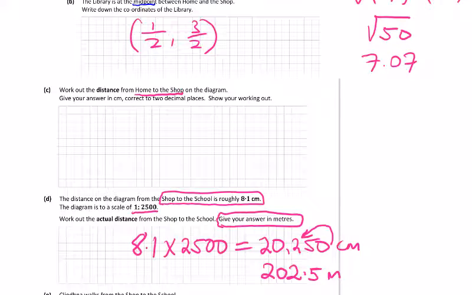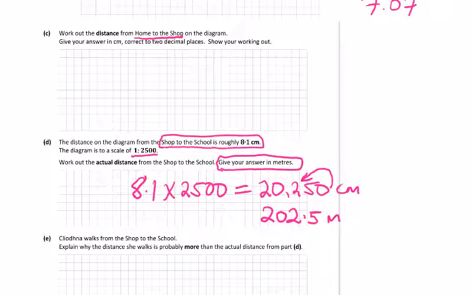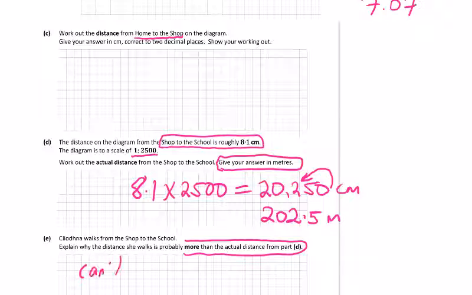202.5. Next part, Cleena walks from the shop to the school. Explain why the distance she walks is probably more than the distance from part A. So these are kind of junior cert questions with no maths involved. Well, can she walk directly? Probably not. So that's probably what you'd write here. Can't walk in a straight line, or can't walk through buildings, or whatever you come up with here. There will probably be buildings in the way. Don't try and be too smart. Just write something that makes sense.